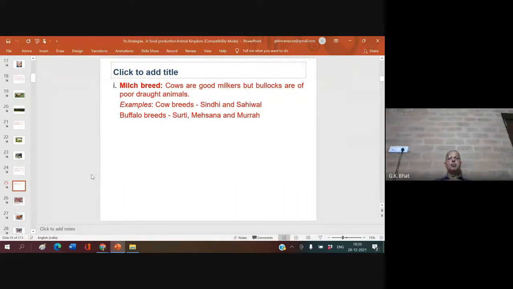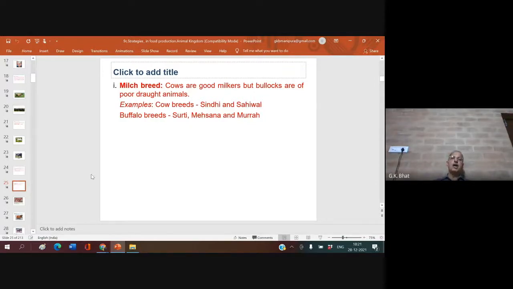Examples of very good milch breeds. Cow breeds, always you must know these: Sindhi and Sahiwal. These are the two indigenous breeds, our own breeds, local Indian breeds. These two cows are known to yield very good milk, high quality and high quantity. Amongst buffaloes, the best breeds are Surti, Mehsana and Murrah. Both buffalo breeds and cow breeds are milch breeds. They are good milk givers.